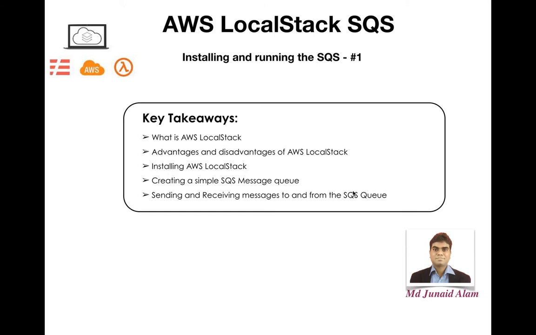So the key takeaways for this session are: what is AWS LocalStack, which I just talked about, then the advantages and disadvantages of AWS LocalStack. Then we'll see a demo of how we can install AWS LocalStack. Then we'll see how we can create a simple SQS message queue, and also how we can send a simple message to and receive a simple message from the SQS queue using the AWS command line.